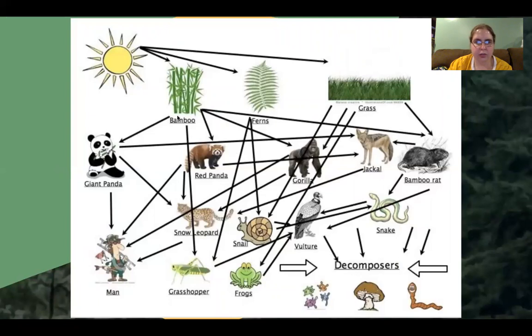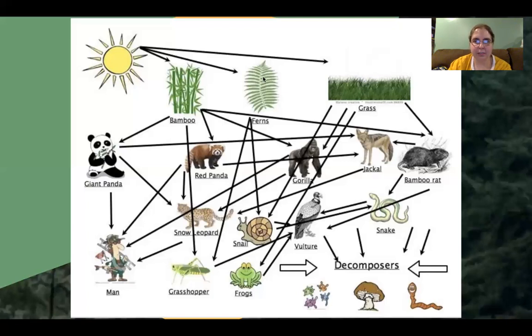Let's see. The bamboo can get eaten by the red panda, which can be eaten by the snow leopard, or bamboo can be eaten by the red panda, which can then be eaten by the jackal, which can then be eaten by the snow leopard. Bamboo can be eaten by the gorilla, which might be eaten by a snow leopard. Bamboo can be eaten by the bamboo rat, which can be eaten by the jackal, which can be eaten by the snow leopard. Bamboo can be eaten by the bamboo rat, which can be eaten by the snake, which can be eaten by the vulture. So much going on. All right, we're done with the bamboo.